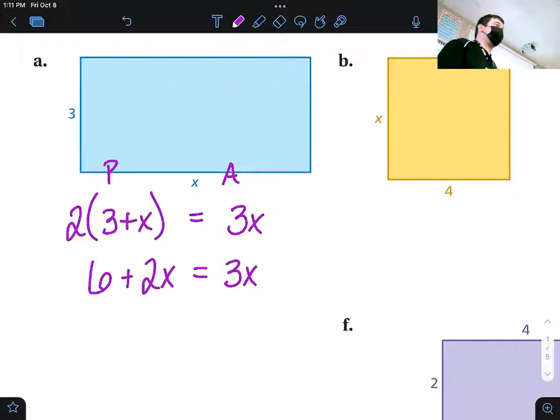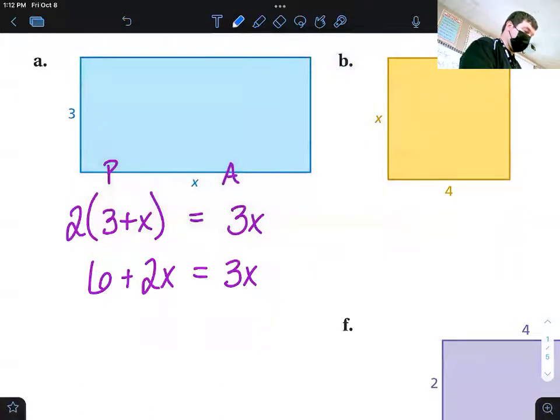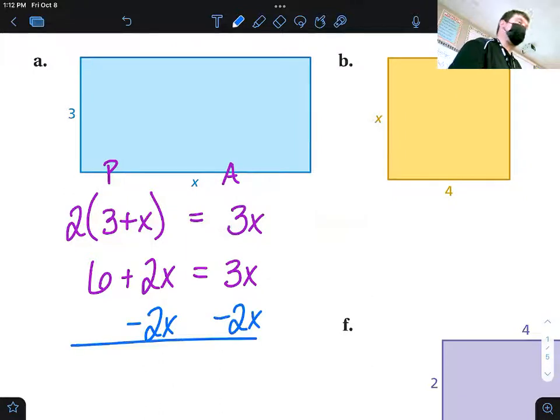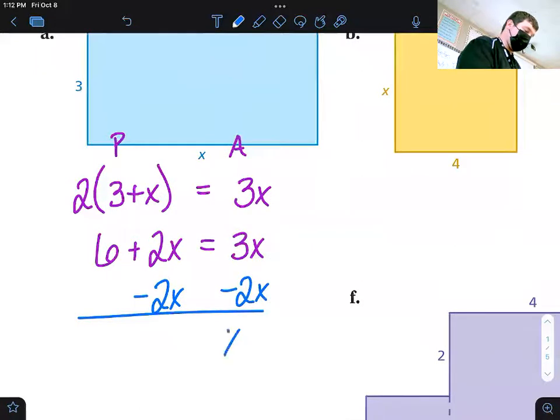So with a variable term on each side and just a constant on the left side, it would make sense for us to move the 2x over to the right by subtracting 2x from each side. Subtracting 2x from each side. 3x minus 2x is x. What's left on the left side of the equation? 6. So x equals 6.